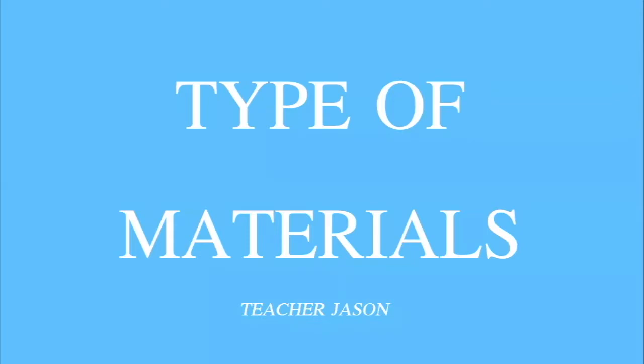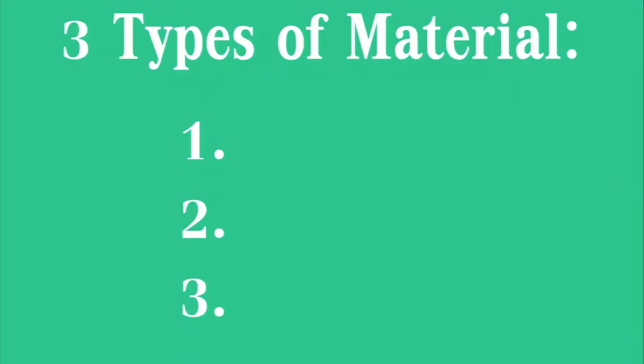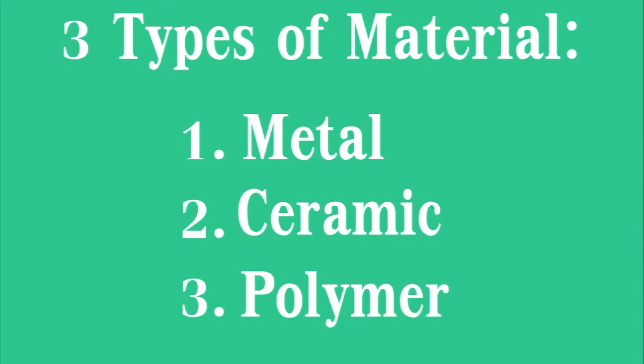Alright, before we start a new topic, let's review everything we learned before. Before, we discovered types of material, right? Materials in daily life can be grouped into three types by their physical properties as follows. First one, metal. Second one, ceramic. And third one, polymer. Alright, let's discover every material.